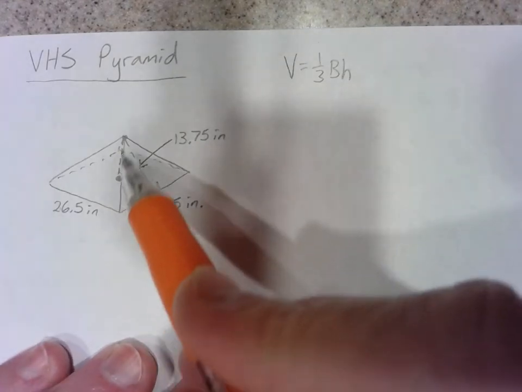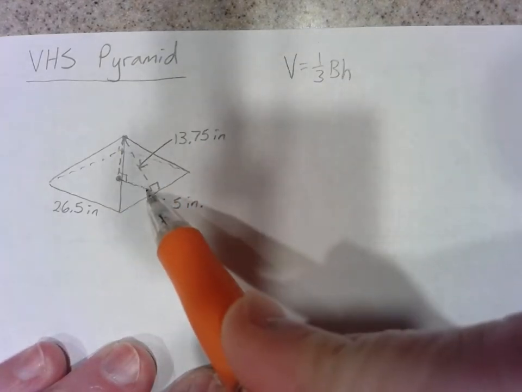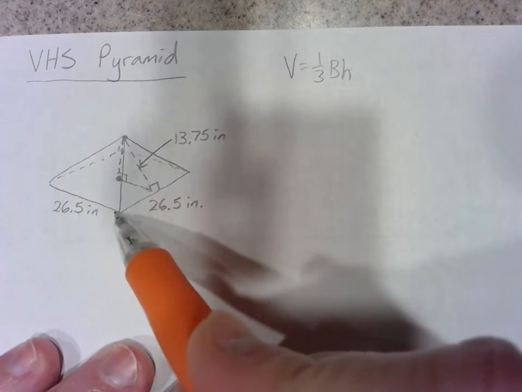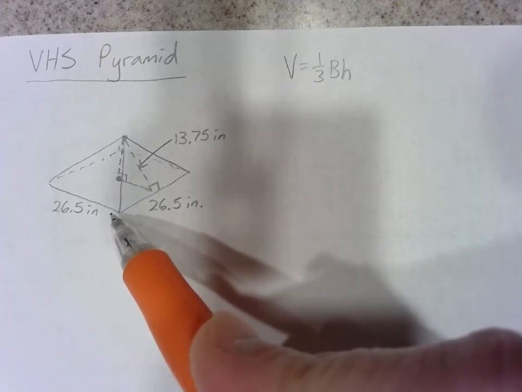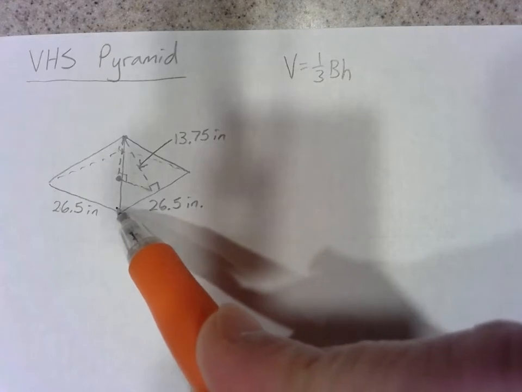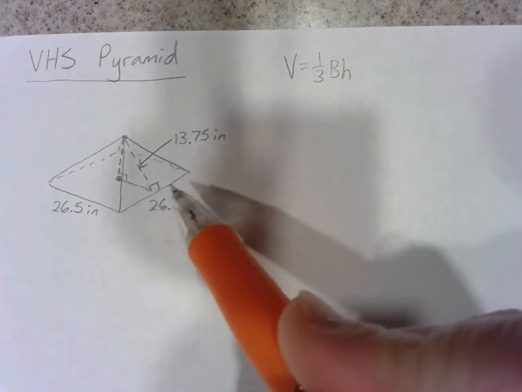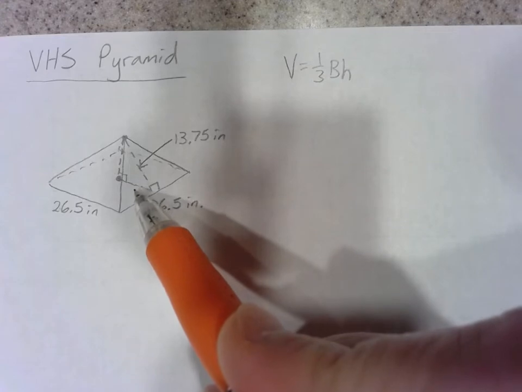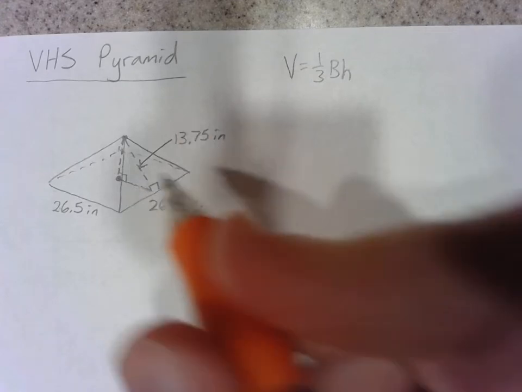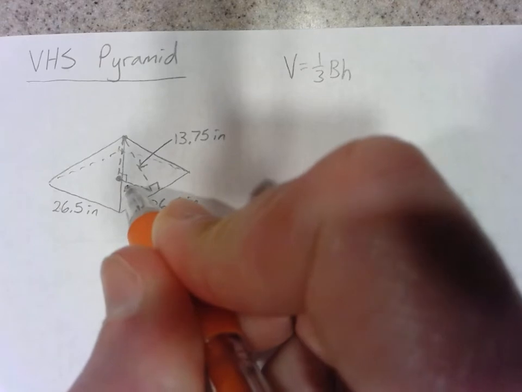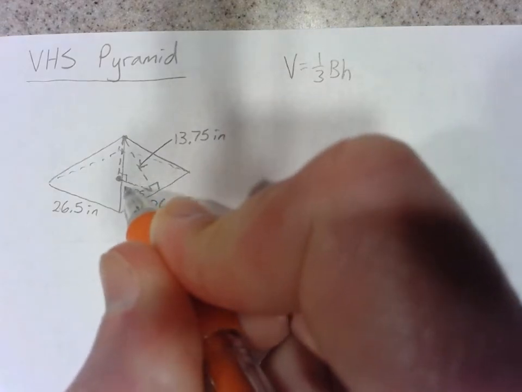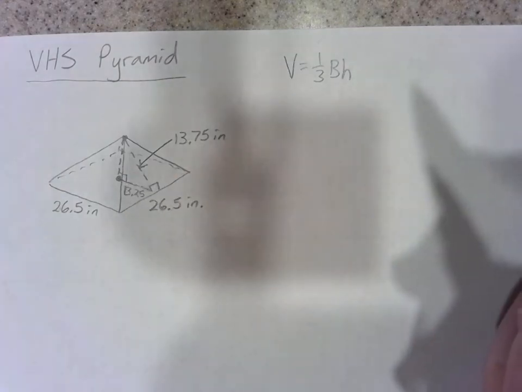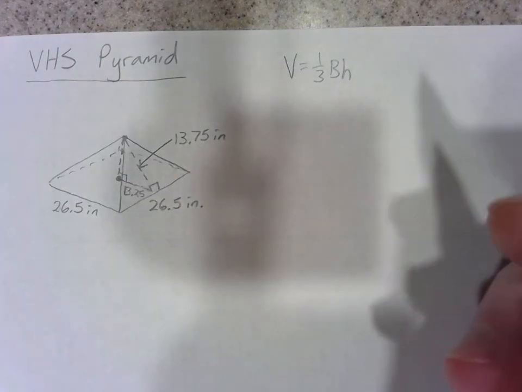So that means this bottom part of the right triangle is exactly half the distance across the square. It's half of that side. Now this only works with squares and rectangles, when you have right angles in the corners, that this will be exactly half. So half of 26.5 means this is 13.25. 26.5 divided by 2.